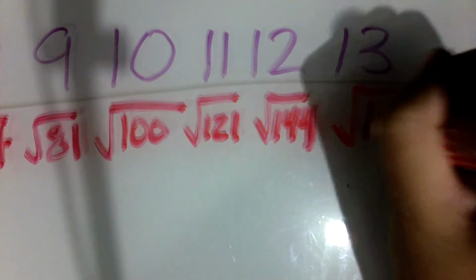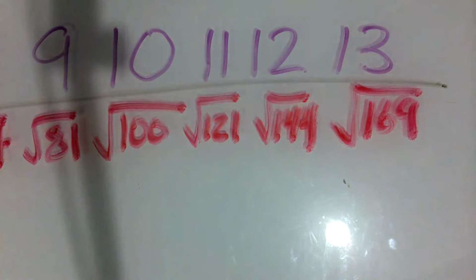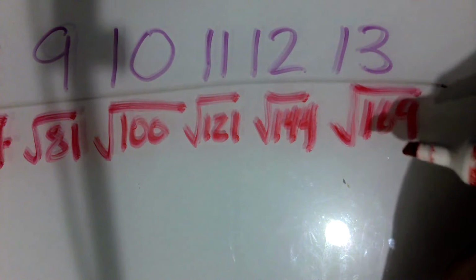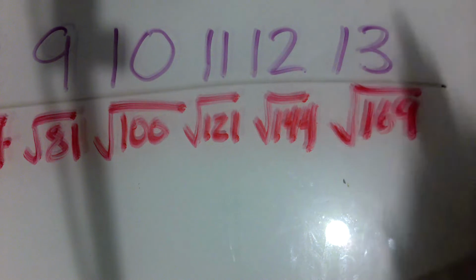I'm writing the square root function over top of my perfect square to show that the square root of 169, my perfect square below, is 13.